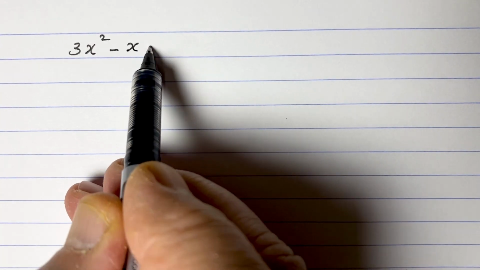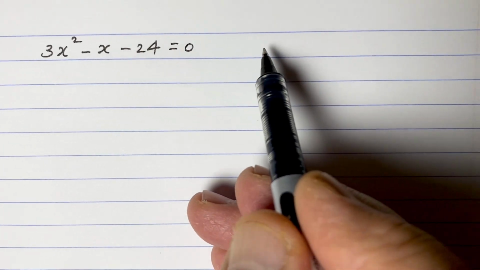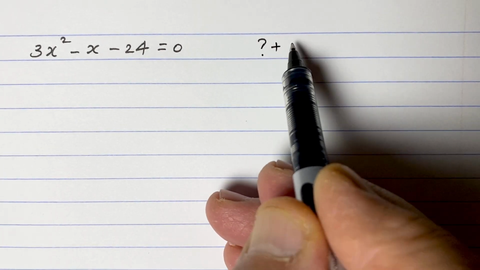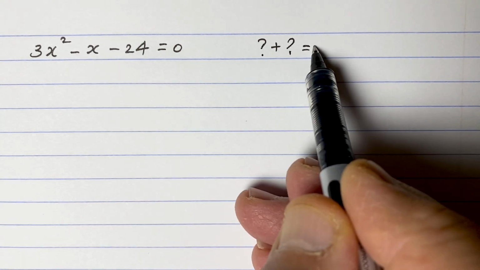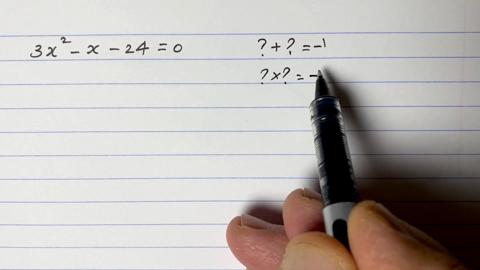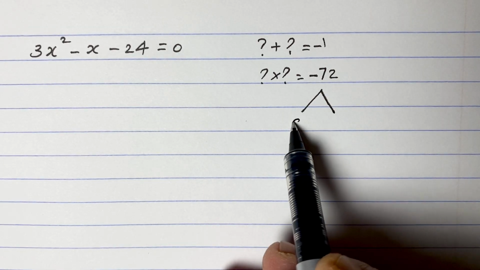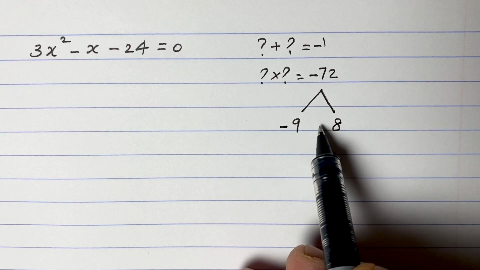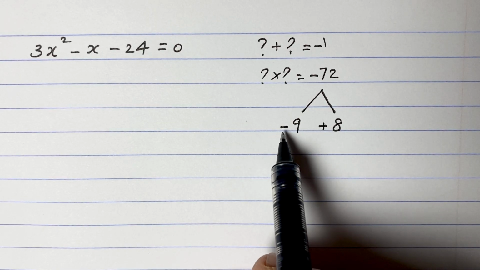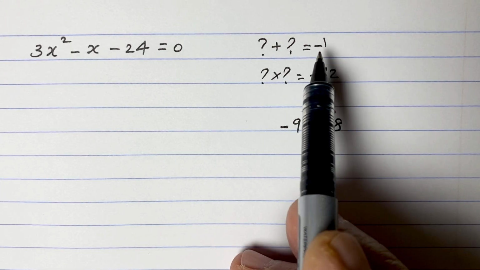Same question, this time by means of factorization. 3x squared minus x minus 24 equals 0. Harder type of factorization. Question mark plus question mark equals minus 1. And question mark times question mark equals 3 times minus 24, which is minus 72. Two numbers that multiply to give 72 with a gap of 1 are 9 and 8. It should be minus 9 and plus 8. Check. Minus times plus is minus, 9 times 8, 72. Minus 9 add plus 8 is minus 1.